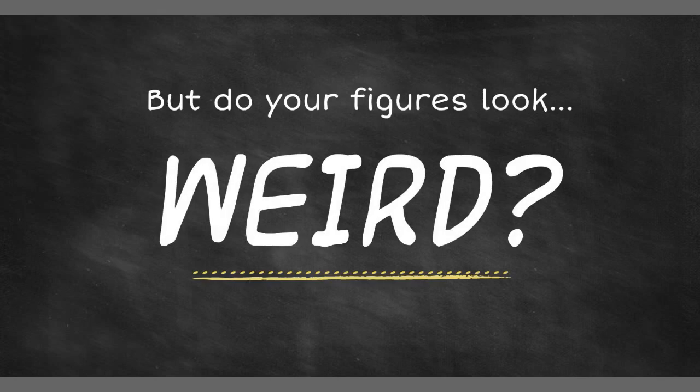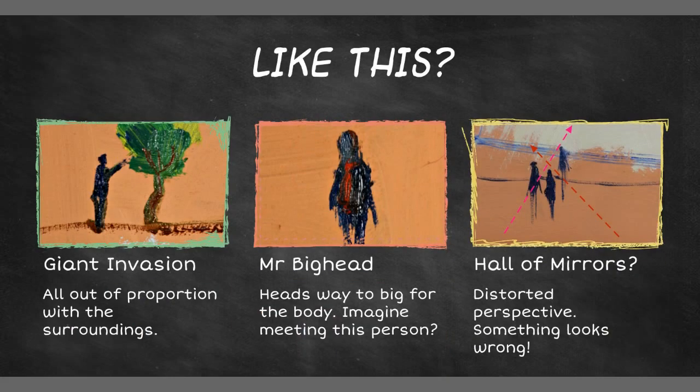But do your figures look weird? A lot of people are worried about this. The figures don't look real. They look like they've been pasted on, or it's like a sticker over the landscape and something's wrong. A couple of examples of this. Number one, the giant invasion. Your figure is so out of proportion that it's as big as the tree, or it's towering above the doorways in a street scene, for instance. It's so easy to forget the proportions.